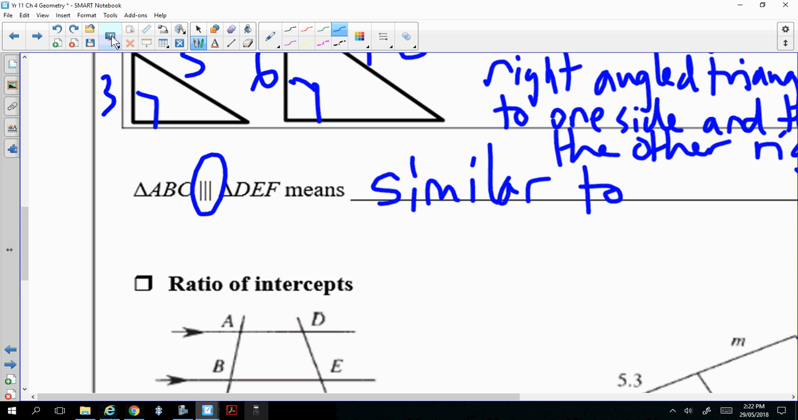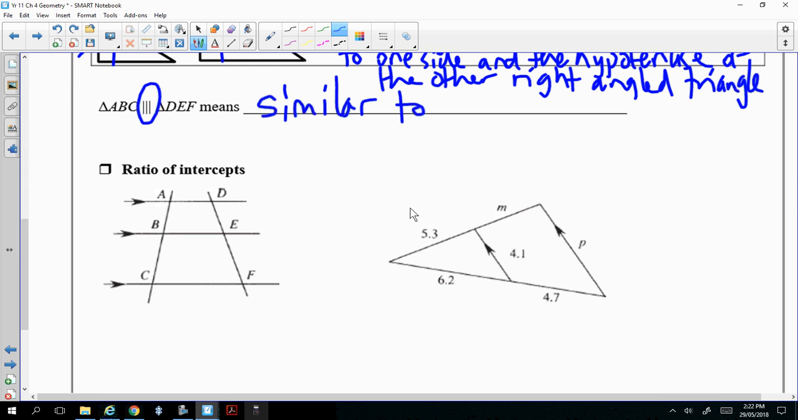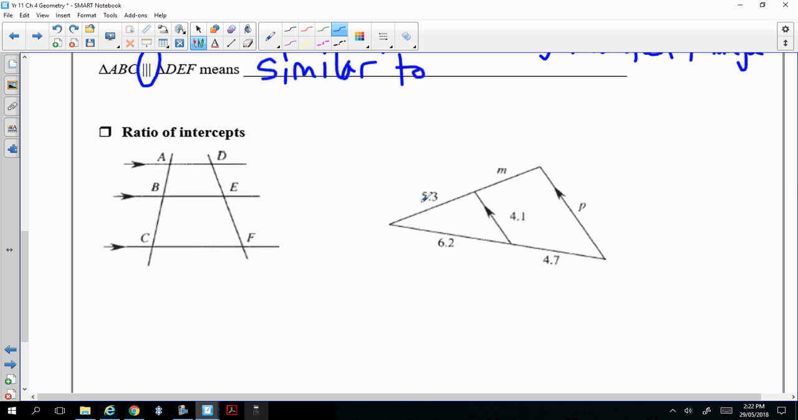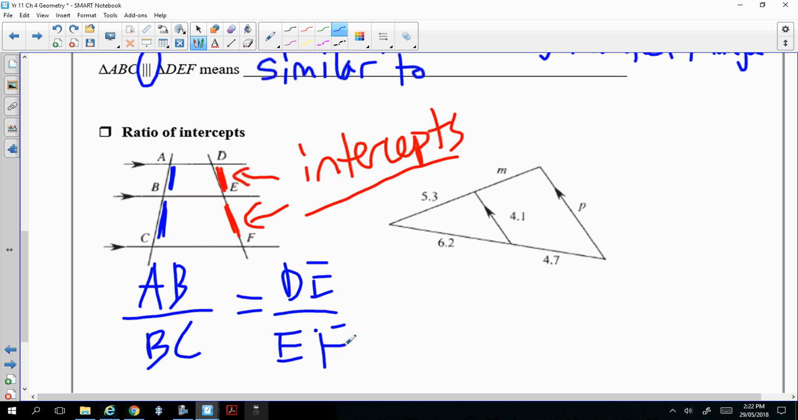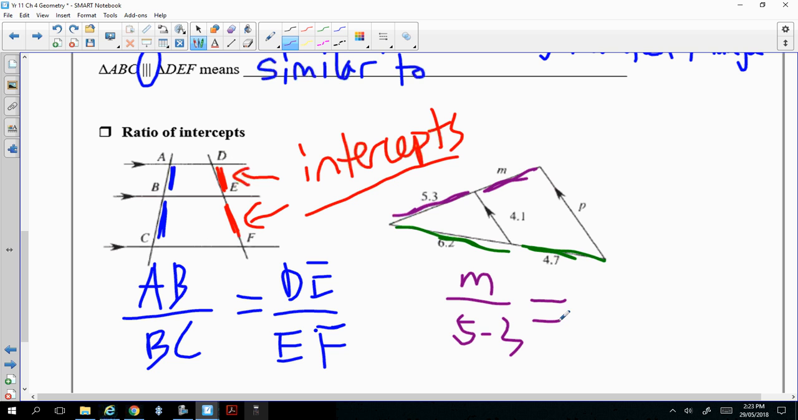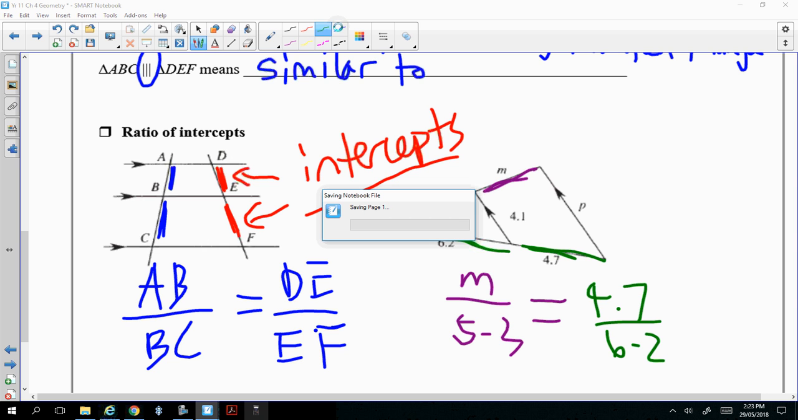Let's move on. Ratio of intercepts. These are called intercepts. All right, let's write down AB over BC is equal to DE over EF. Now, this can also be used on these with the intercepts, like this. So you can do 6.2 over 4. Actually, you start like this. And to solve this, you start with m over 5.3 equals 4.7 over 6.2, which you can proceed to solve for m. Okay? However, if you were to find p, you have to use similar triangle. It doesn't work with this theorem. It only works on intercept.